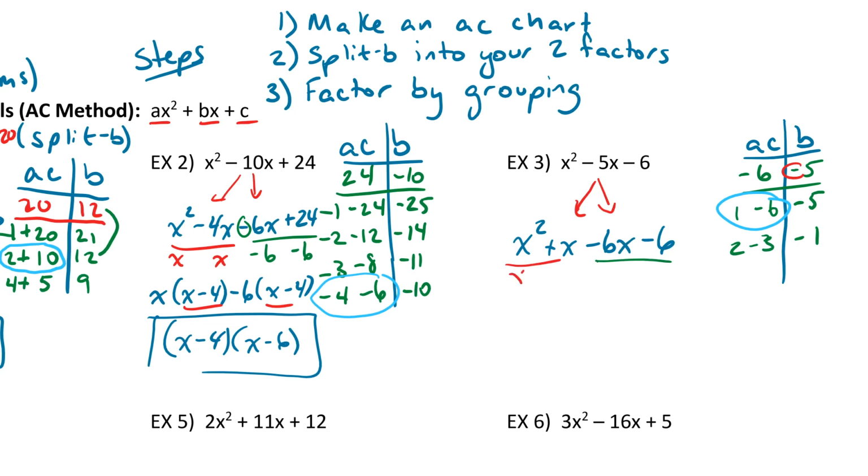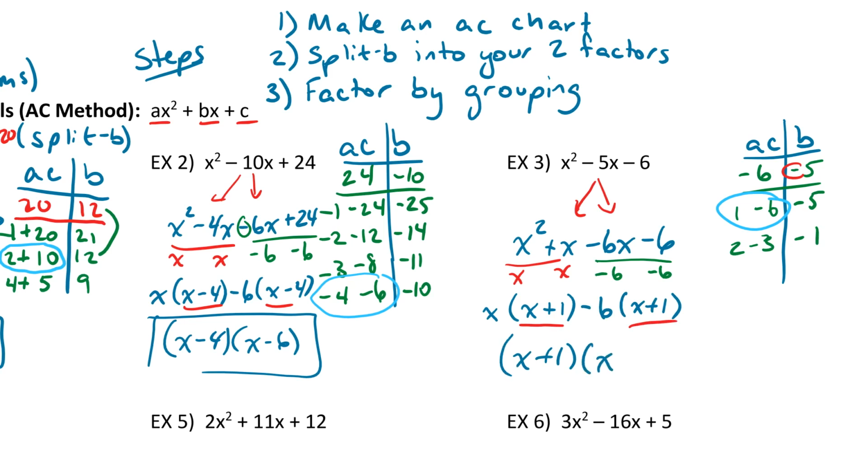So for the first group, the GCF is x. And if we factor that out, we get x times x plus 1. For the second group, the GCF is negative 6. And if we factor that out, we get negative 6 times x plus 1. Insides match, so we get x plus 1 times x minus 6.